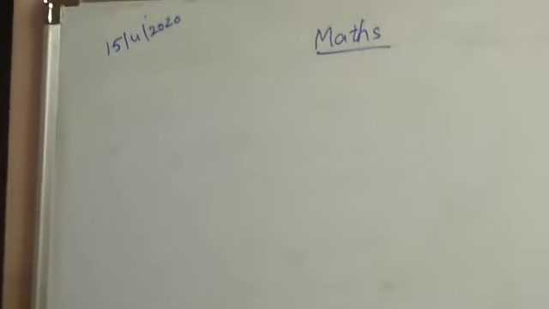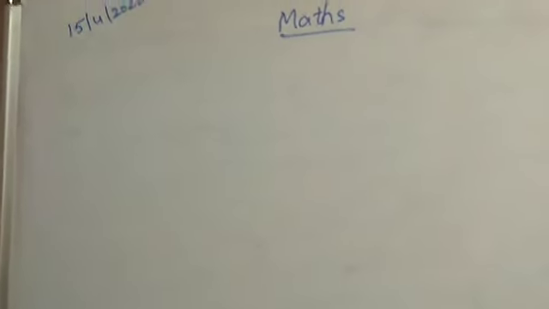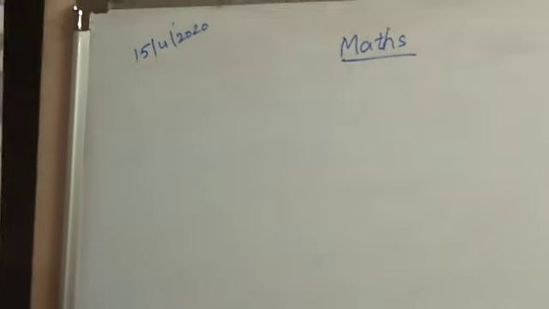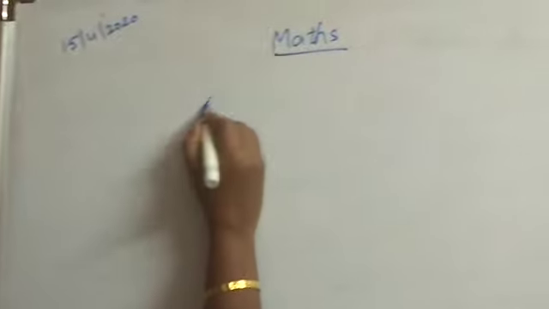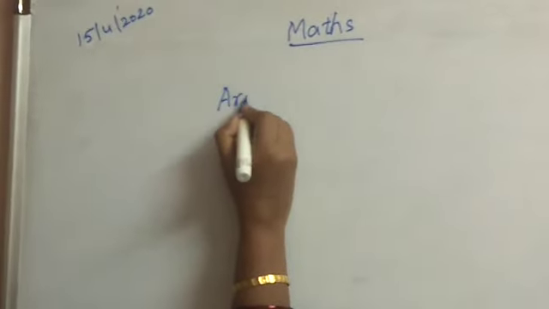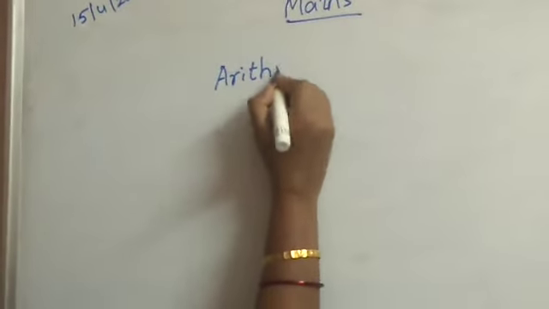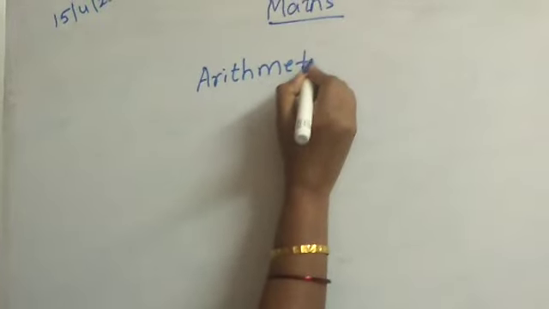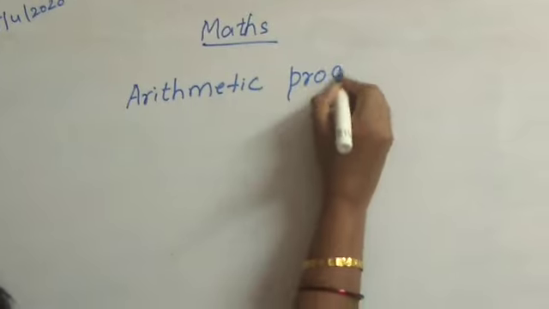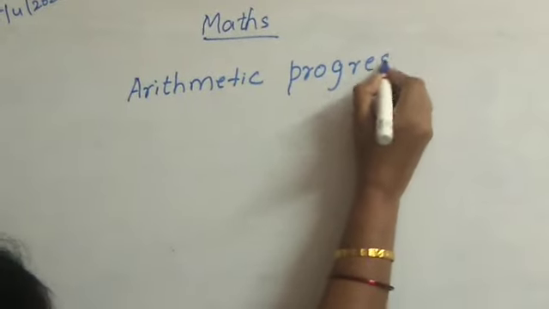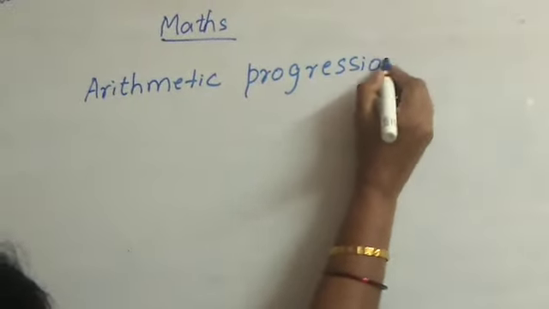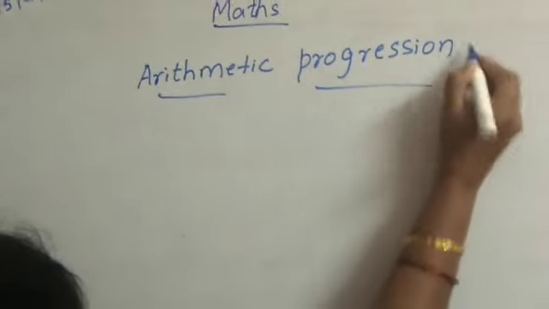Now we'll start with one new lesson, the 10th new lesson. That is the first lesson from the first part of the mathematics, that is arithmetic progression. What is that? Arithmetic progression. It is also popularly known as AP. The short form of arithmetic progression is AP.